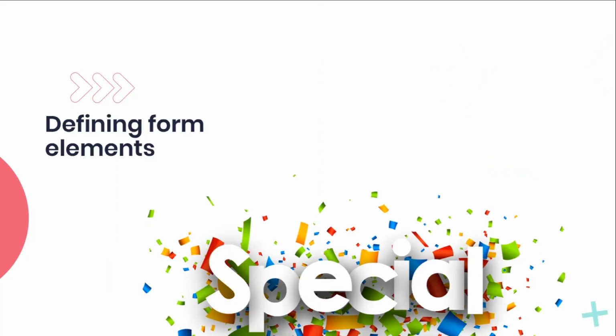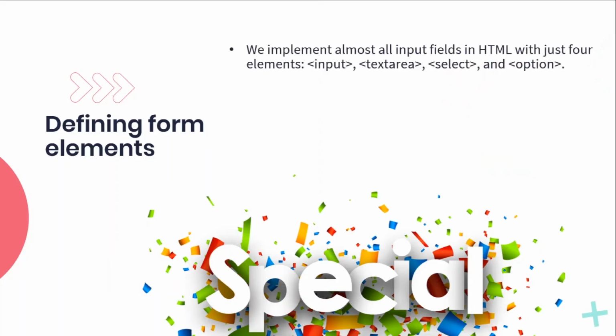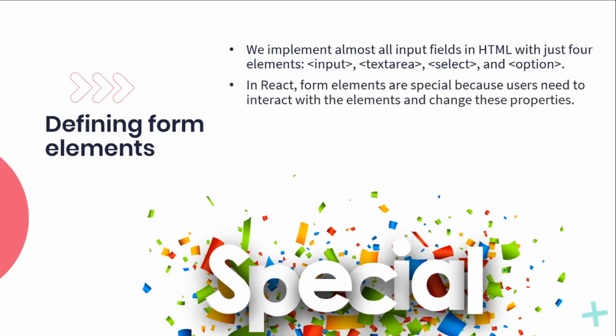So let's talk about defining form elements. We implement almost all input fields in HTML with just 4 elements: input, text area, select, and option. Do you remember that in React, properties are immutable? Well, form elements are special because users need to interact with the elements and change these properties. For all other elements, this is not possible.